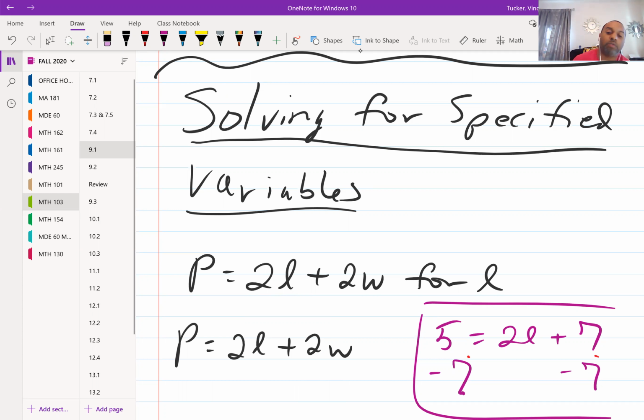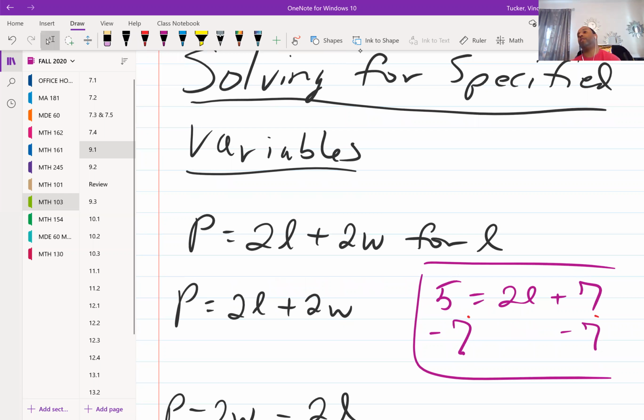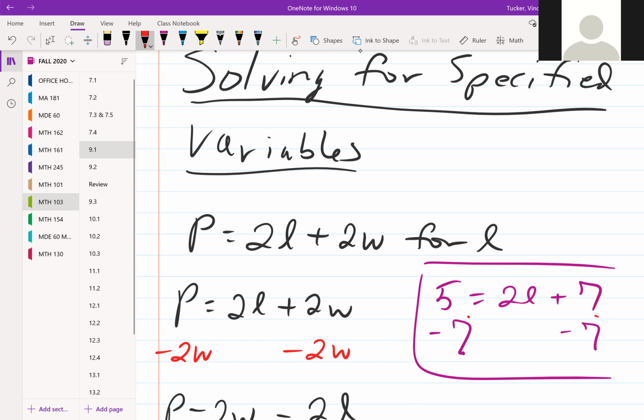All right. So when we look at solving this, you can't forget that these letters represent numbers, and you're supposed to treat them the same way we would treat numbers. So if I have 2L plus 5 equal to 2L plus 7, and I want to solve for L, the first thing I would do is move the 7. I would subtract 7 from both sides. The same thing happens here when I'm looking at P equal to 2L plus 2W. I would subtract 2W from both sides.